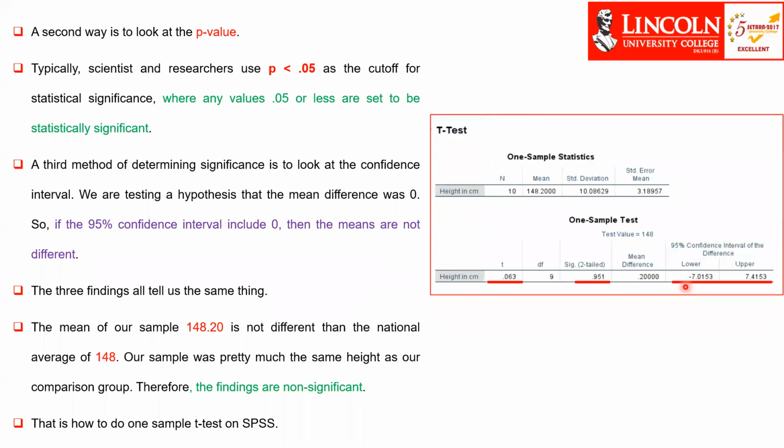If it includes 0, then that means they are not different. This time around, it includes 0 because it's moved from negative to positive. So it cuts across 0.